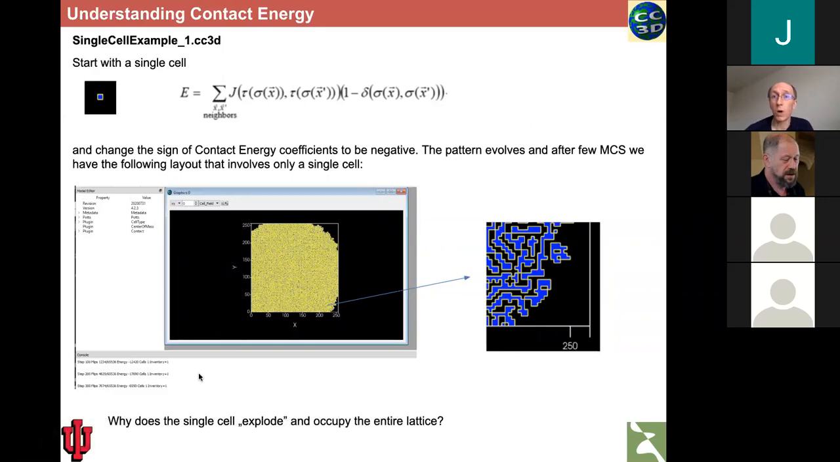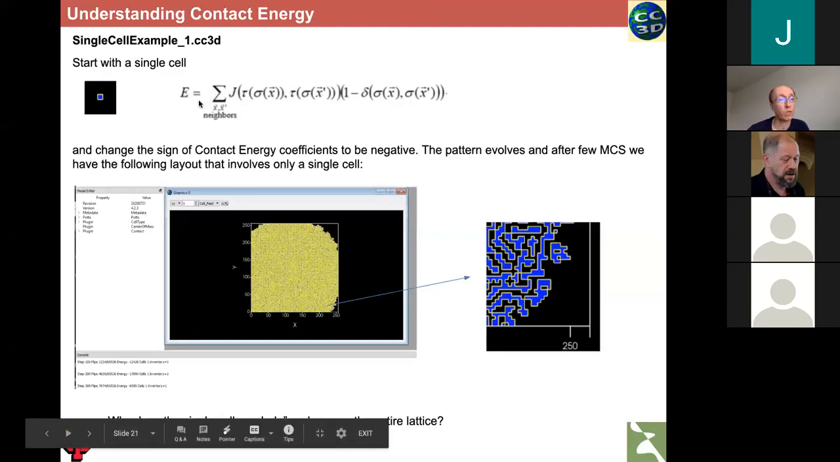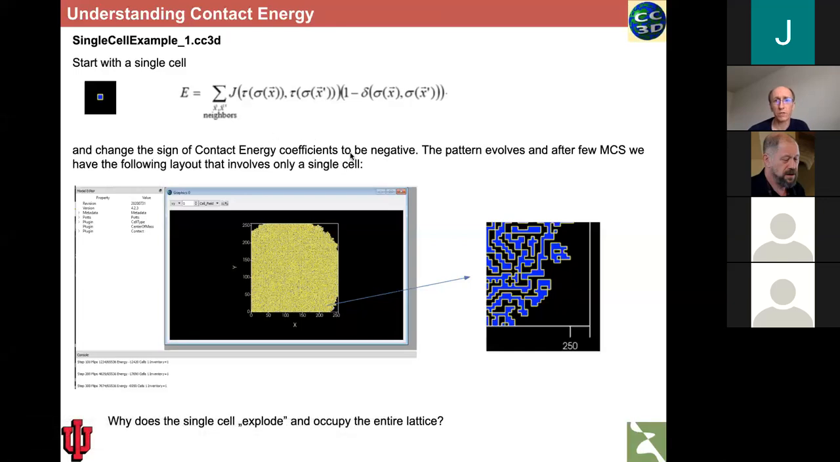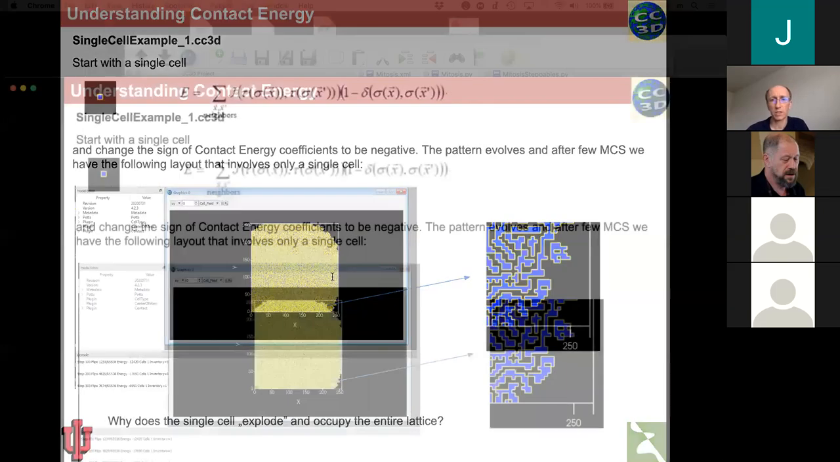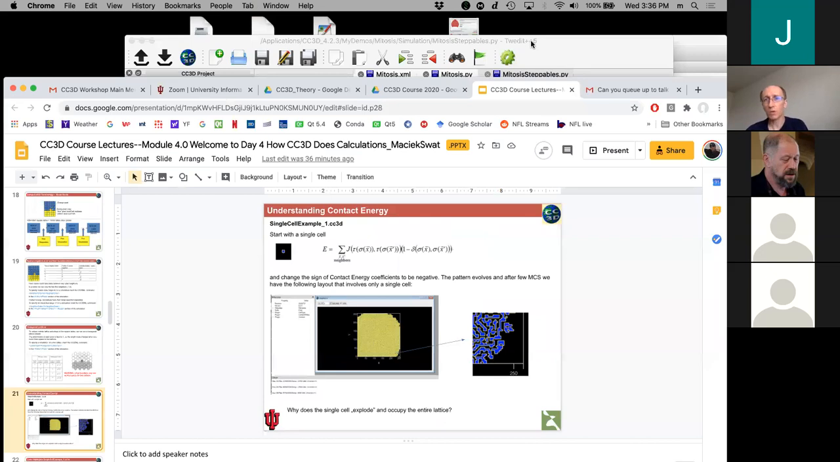So the question is why? Can you take a few seconds and think why, with this setup, when we have only contact energy, no volume constraint, and energy coefficients are negative, does a single cell explode and take over the lattice? Think about it, and in the meantime, I'll show you how to open things into Twedit, which probably you know by now.